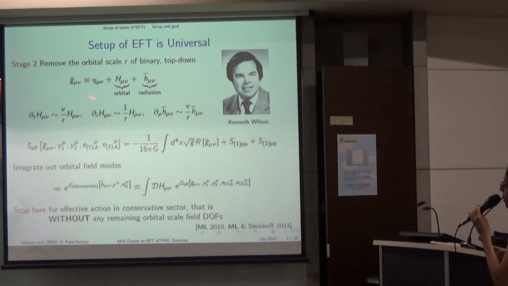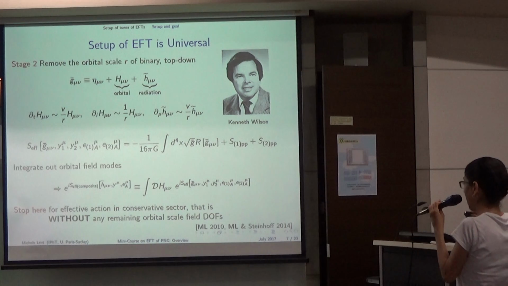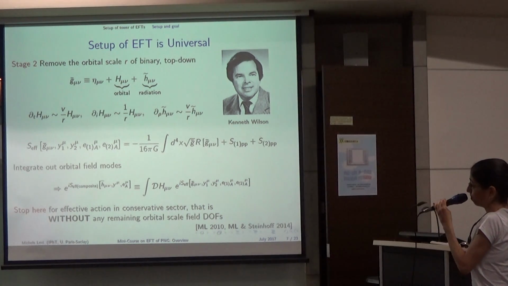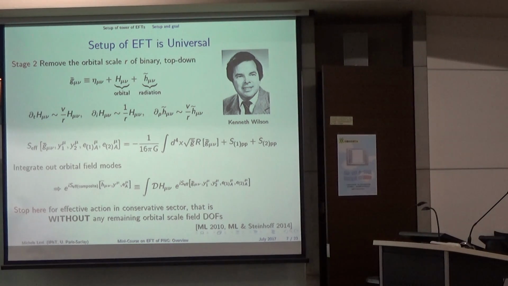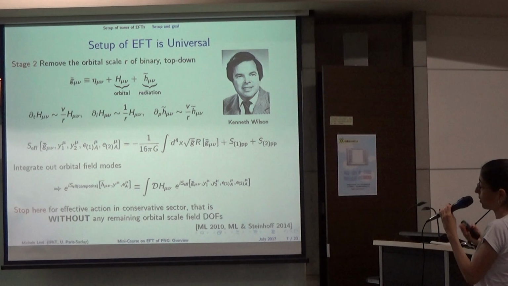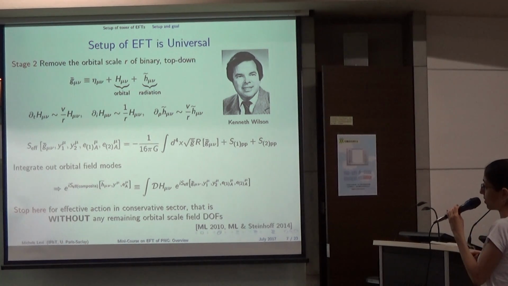So what we have is as follows. We rewrite the field as an expansion around flat space-time, and we decompose it again abstractly into two components. One represents the orbital modes and the other one represents the radiation modes. And we identify the relevant characteristic time scales and momentum scales.